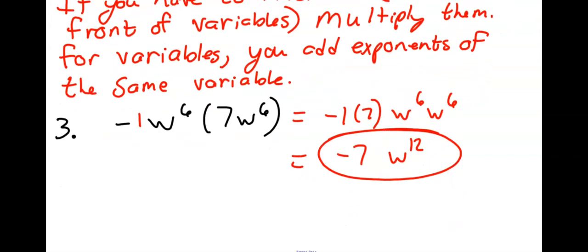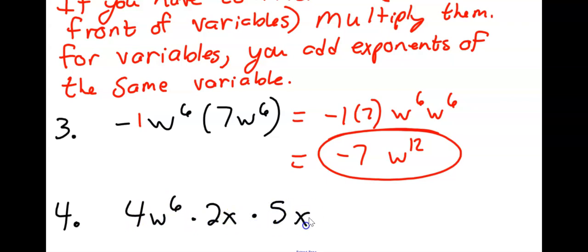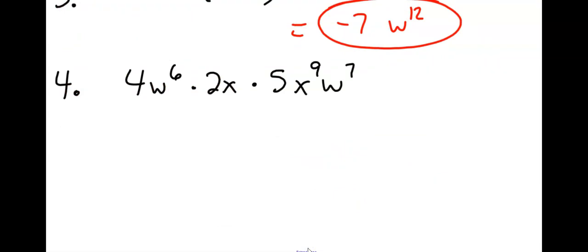Okay. So really the big thing on that is if you're going to multiply variables together, all you're really going to do is add the exponents as long as they've got the same variable. If you've got different variables, maybe something like this. We've got 4w to the 6th times 2x times 5x to the 9th and w to the 7th.